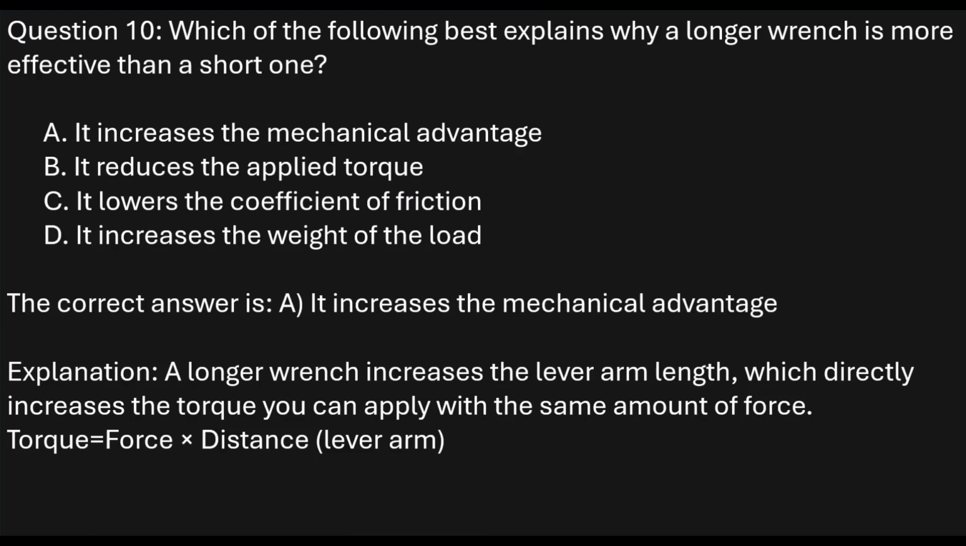This is question 10. Which of the following best explains why a longer wrench is more effective than a shorter one? Option A, it increases the mechanical advantage. Option B, it reduces the applied torque. Option C, it lowers the coefficient of friction. Option D, it increases the weight of the load.